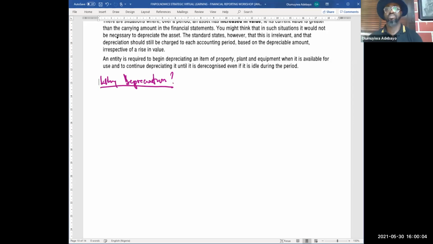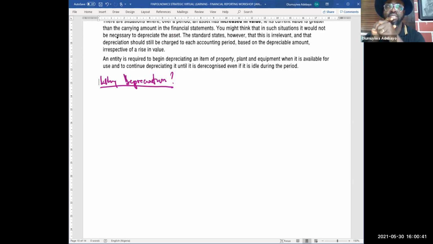Why charge depreciation? Because there are various misconceptions out there about why depreciation is charged or recognized. One of those misconceptions is that some people will tell you that depreciation is charged in order to allow you to replace an asset. Okay, but that is not correct. Depreciation does not provide you funds towards replacement. Rather, depreciation is more or less a way of allocating already incurred costs relating to an asset over its useful life.